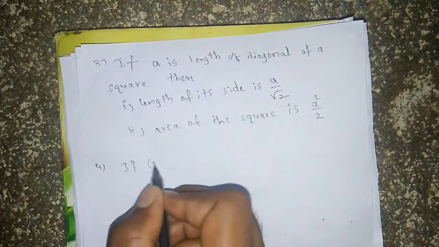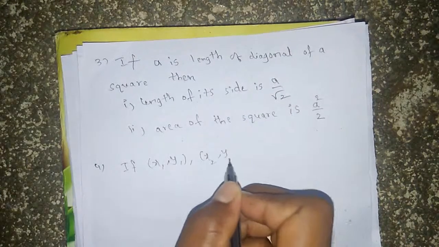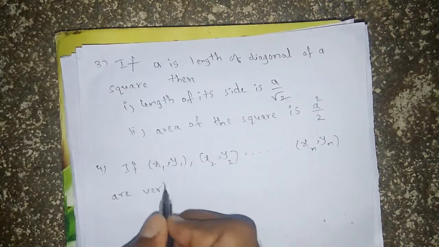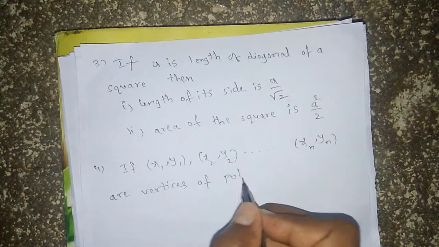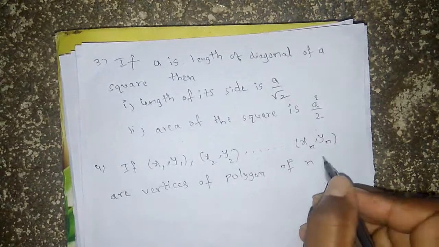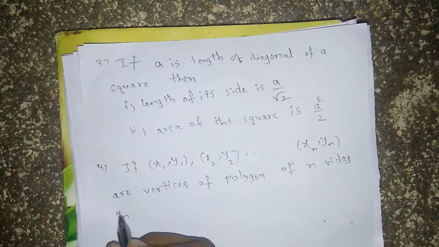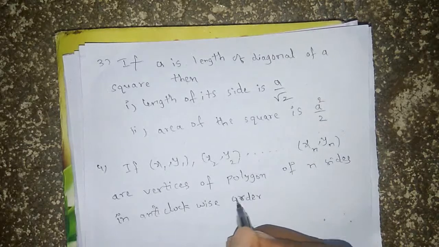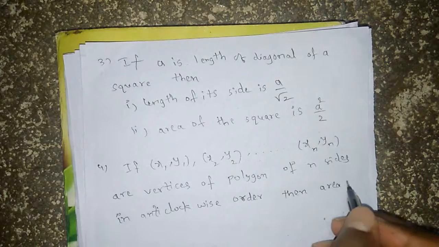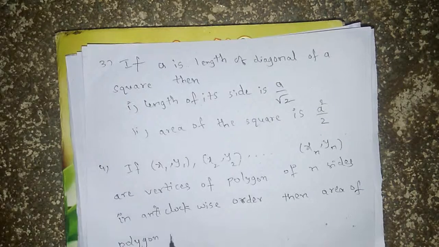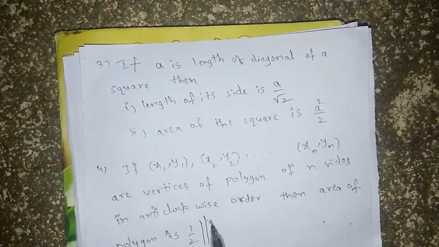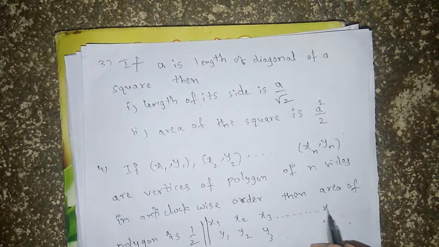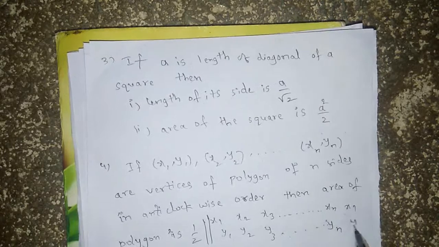Next point, if x1 comma y1, x2 comma y2 and so on, xn comma yn are vertices of polygon of n sides in anti-clockwise order, then area of polygon is half mod of |x1 y1; x2 y2; x3 y3 and so on xn yn; x1 y1|.